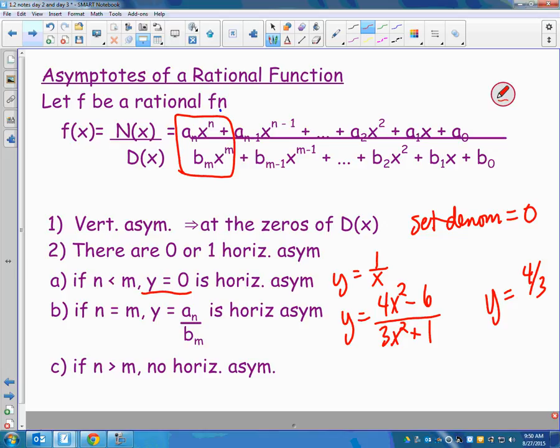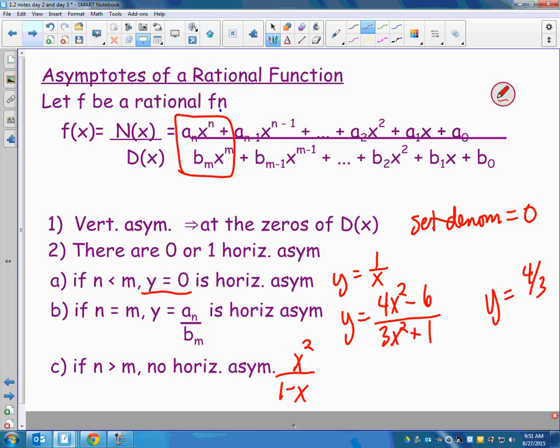So if the degree of the numerator is bigger than the denominator, like x squared over 1 minus x, right? 2 is bigger than 1, so this would have no horizontal asymptote. Memories of that from last year? So those rules, you just have to know them. There's not really a shortcut to it. Like, that is the shortcut. Okay?